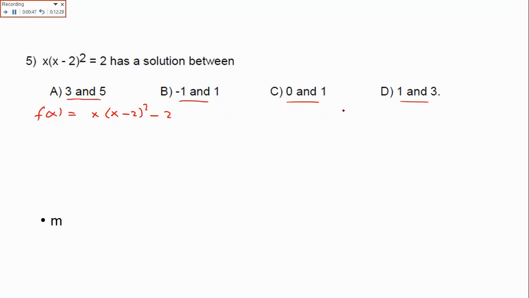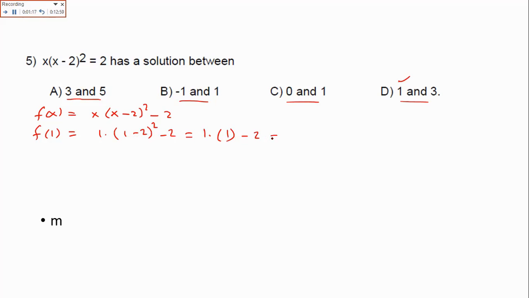Now we have these values. You can try all these values. I'm just going to try this value. So I'm going to get f of 1. F of 1 is going to give me 1 multiplied by 1 minus 2 squared, minus 2. So this is equal to 1 multiplied by minus 1 squared, which becomes 1 also, right?